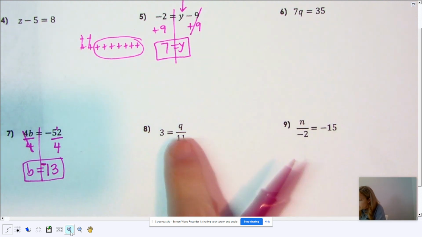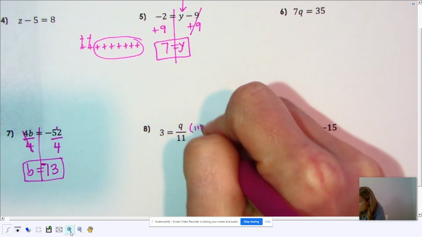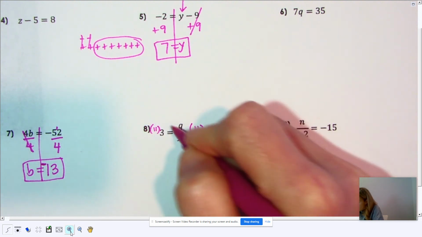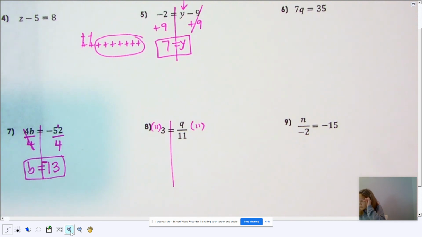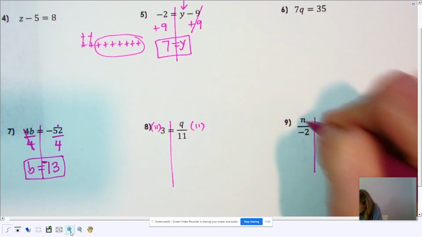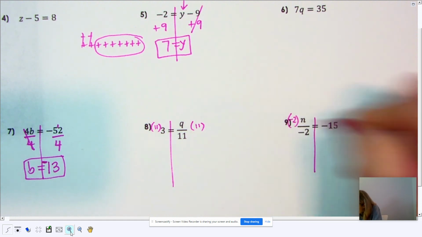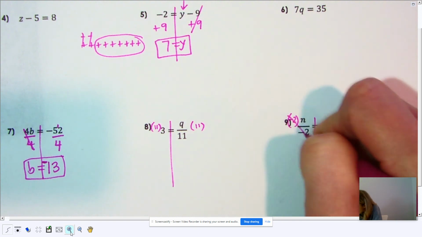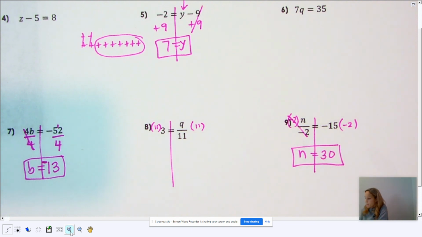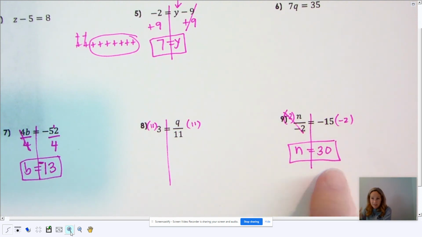We're going to skip number 8, but this one, remember, you would be multiplying by the same thing on each side. You guys finish that problem on your own. Question number 9. So it's being divided by -2. The opposite of divide by -2 is times by -2. So I'm going to do that on both sides. So I get n is equal to 30. Because a negative times a negative is positive, in case you forgot.